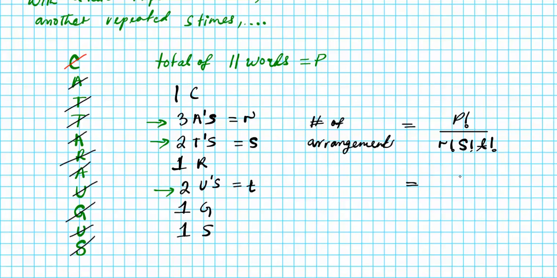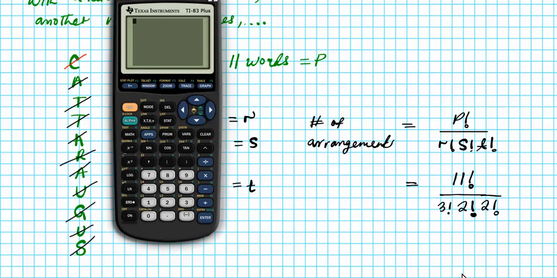Okay, so P is 11, so 11 factorial divided by R factorial, which is 3, times 2 factorial for the T's, and then times another 2 factorial for the U's. Okay, now let's compute the value of this expression. There's a number here with our calculators. Now you want to be really careful.